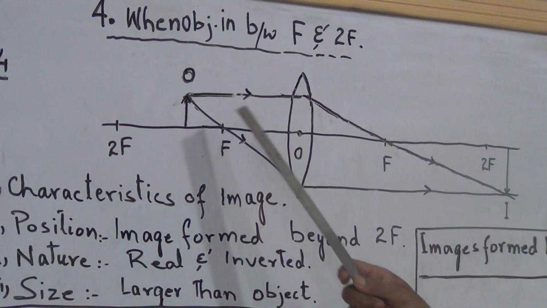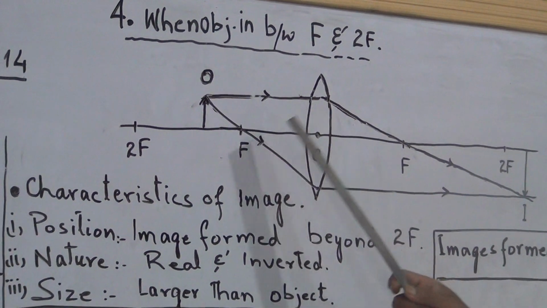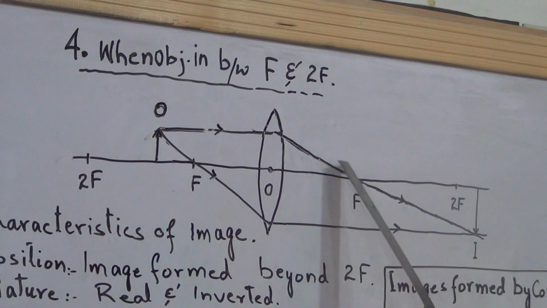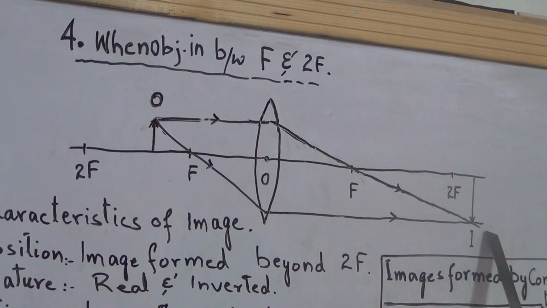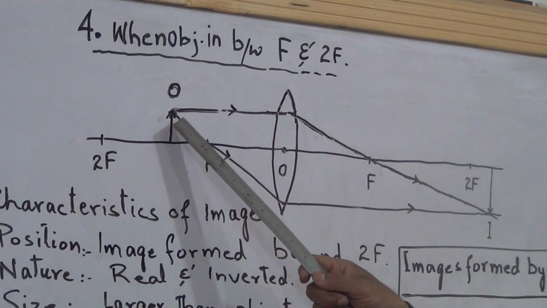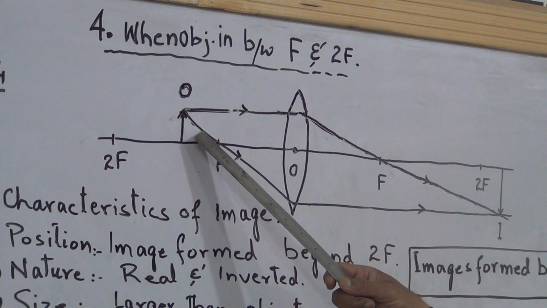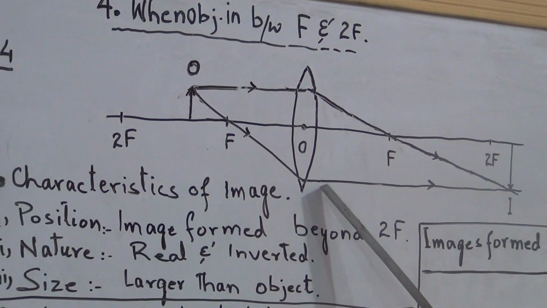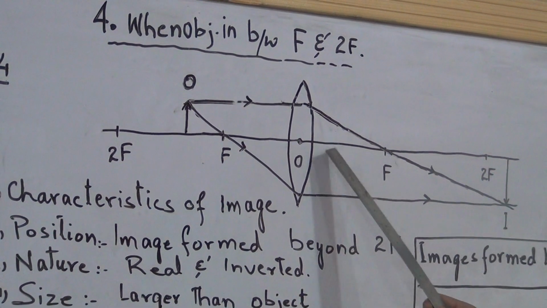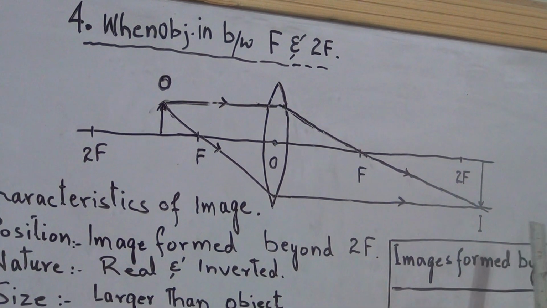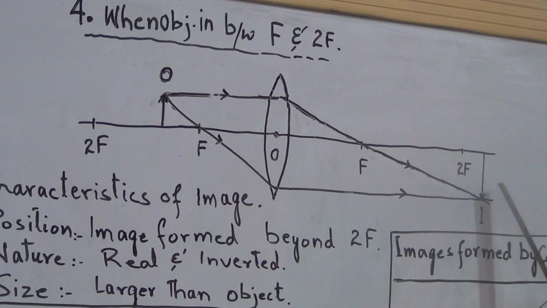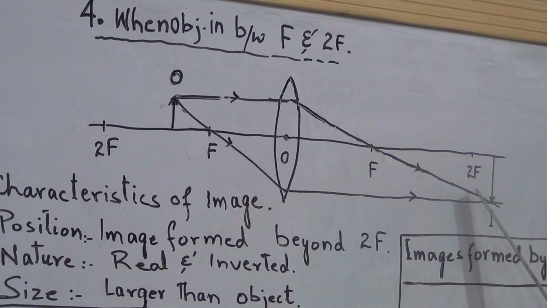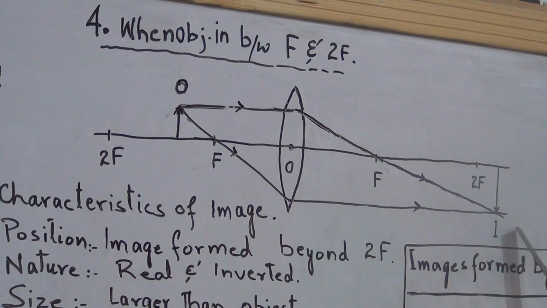Likewise, two rules: a ray of light coming parallel to the principal axis from the object will pass through the principal focus. The second ray of light from the object will pass through the principal focus and go parallel to the principal axis. Both the rays intersect each other beyond 2f. Now the image will be formed beyond 2f.